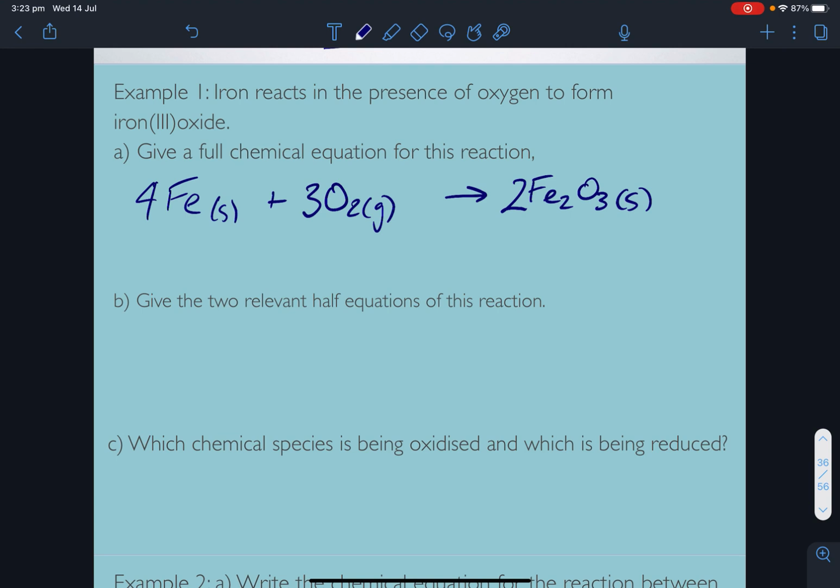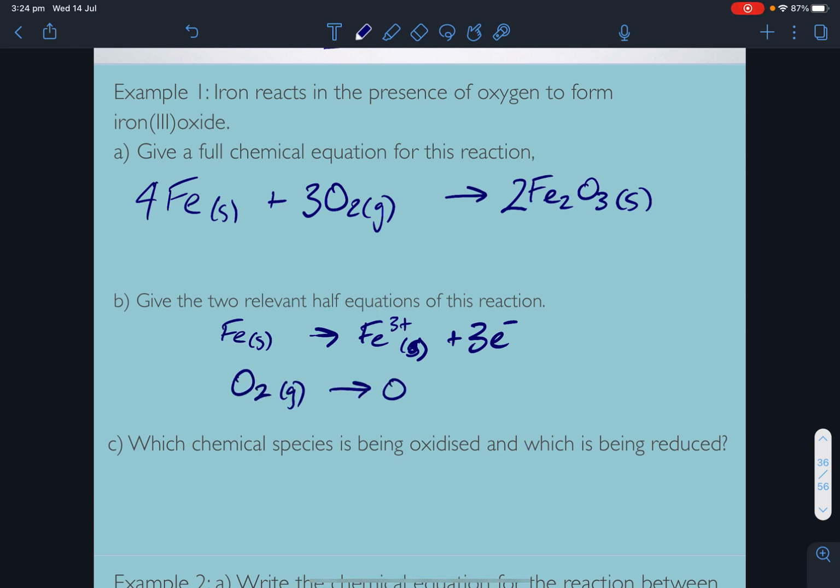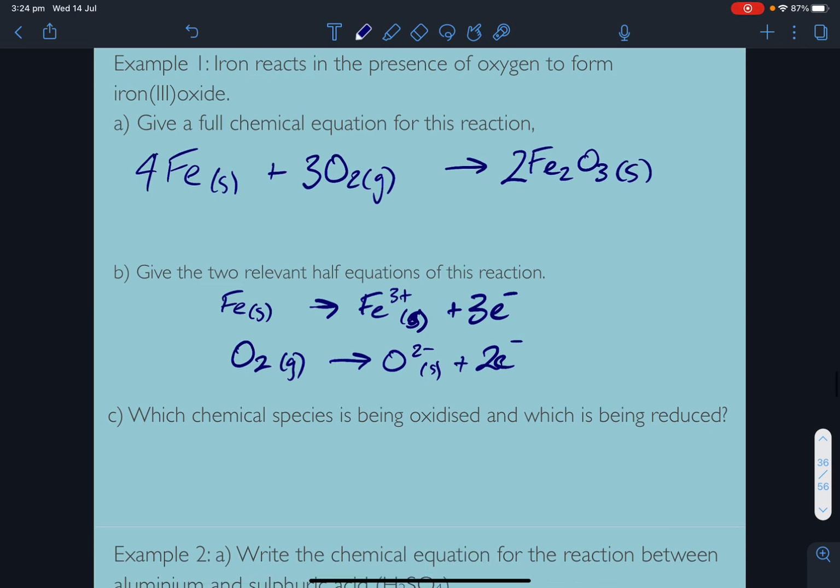The 2 half equations, let's pull them out. We've got iron solid going to iron 3 plus solid. I know that's a bit weird seeing a solid by itself, plus 3 electrons. Okay, must have given up 3 electrons. O2 is going to oxide, and so it must have gained 2 electrons. I know that's not balanced. Okay, we'll do that later.